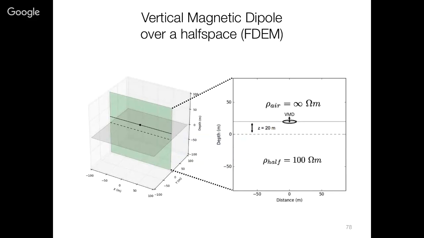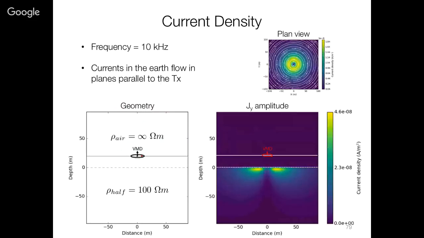So we can go ahead and do the same thing that we did before, but now with a frequency domain system. Here's a loop, again a vertical magnetic dipole, sitting 20 meters above the Earth's surface and a half space of 100 ohm meters. We're going to look at the current density. Again, the currents are going to be circular, but now they're flowing all the time because the transmitter is on. The currents go this way, then that way, but at any particular time, they're circular.